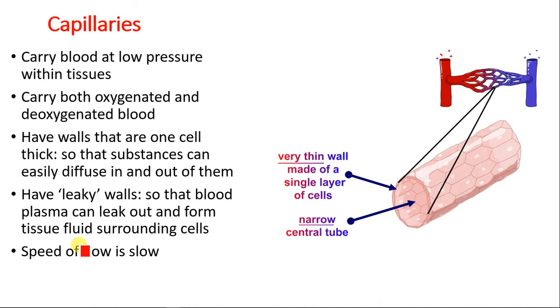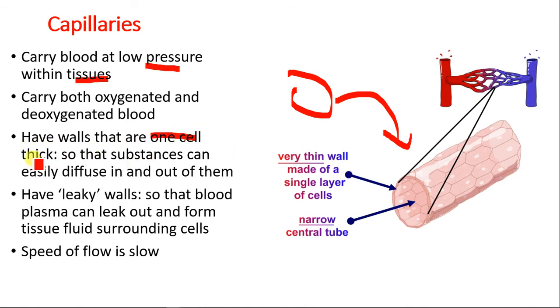Then we have capillaries. Capillaries carry blood at low pressure within tissue cells, and they carry oxygenated and also deoxygenated blood. They carry oxygenated blood and deliver it to cells, and carry the deoxygenated blood out of cells and deliver it to what? Veins. They have walls that are only one cell thick. The reason is so that substances can easily diffuse in and out of them. That's why it's one cell thick.